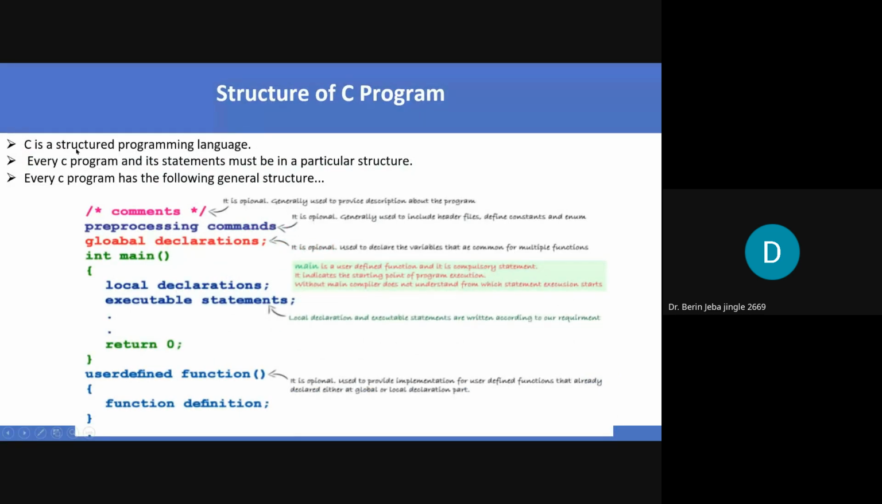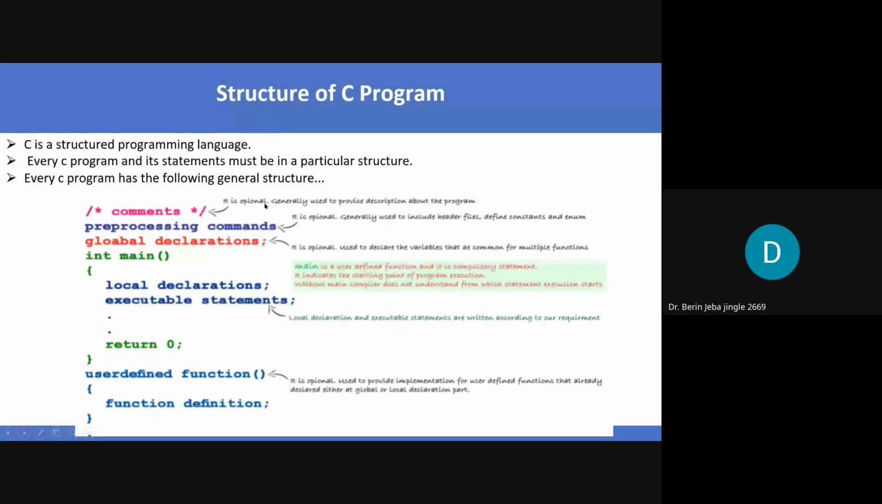So C is a structured programming language. There is a certain structure for writing C, so we call it a structured programming language. Every C program and its statements must be in a particular structure. We can see the general structure.